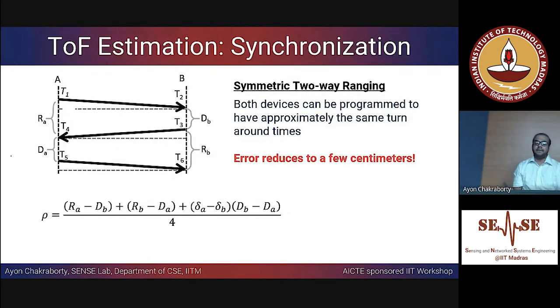Okay, so now from a few meters, in this way you can experimentally, this kind of thing has been proven, right? And you can reduce the error to a few centimeters. Okay, and these devices could be programmed to have approximately the same turnaround times. So as long as dB is approximately equal to dA, then you basically don't have any errors, right? But sometimes it is not possible to guarantee that, right? So since it's anyway a small number, it can give you a very good accuracy.